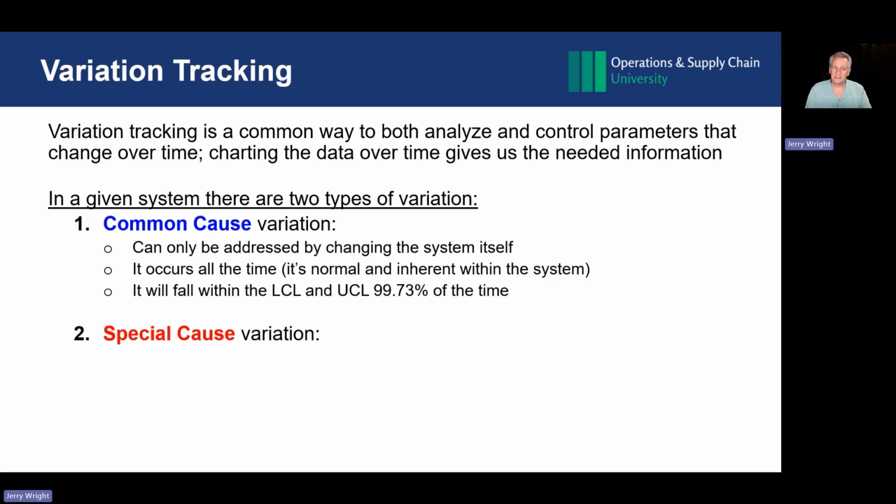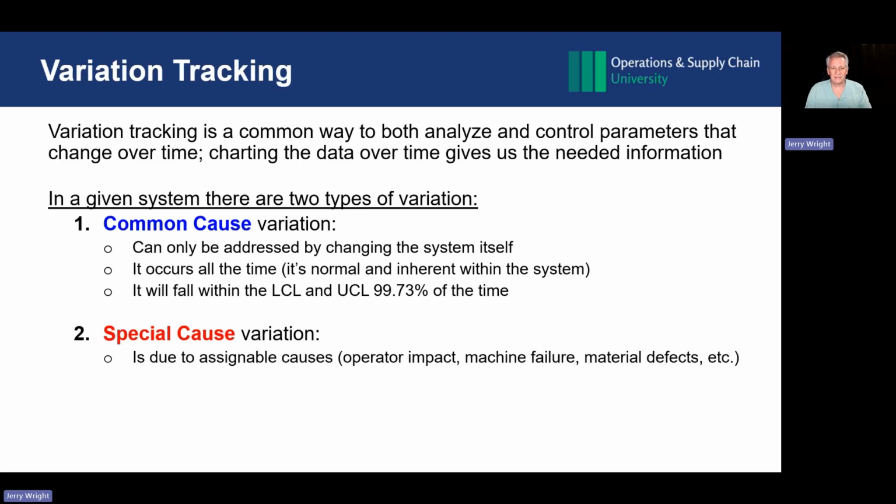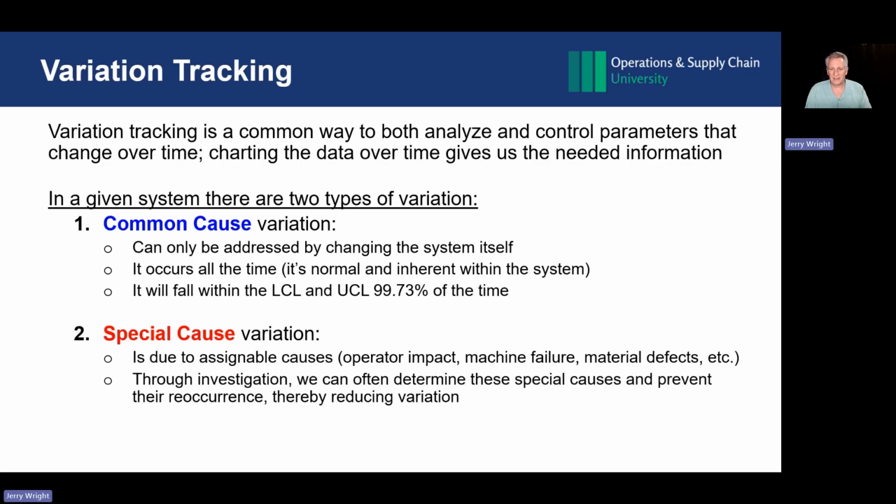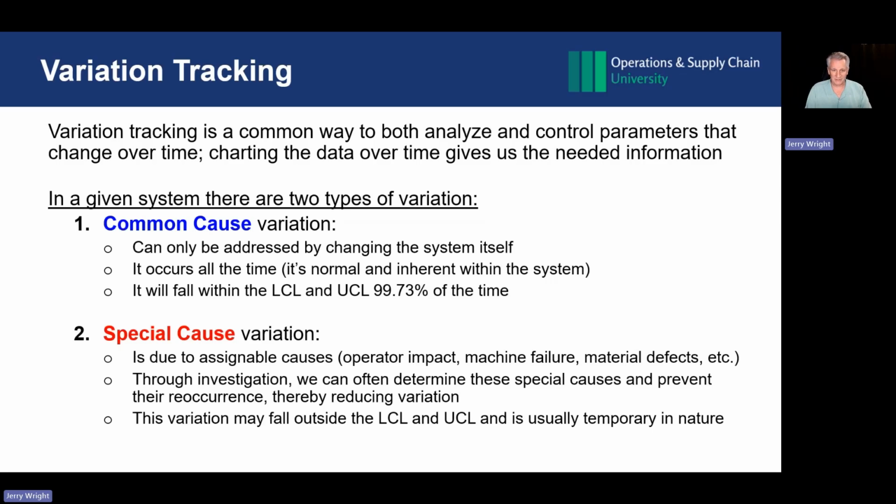Now, there's also typically special cause variation. It's due to assignable causes, like an operator hits the switch wrong, or a machine breaks down, or we have defective material. Those are all assignable causes. Through investigation, we can often determine these special causes and prevent their reoccurrence, thereby reducing variation. Keep in mind, special cause variation falls outside the lower control limit and the upper control limit, and it's usually temporary in nature. It's not lasting.